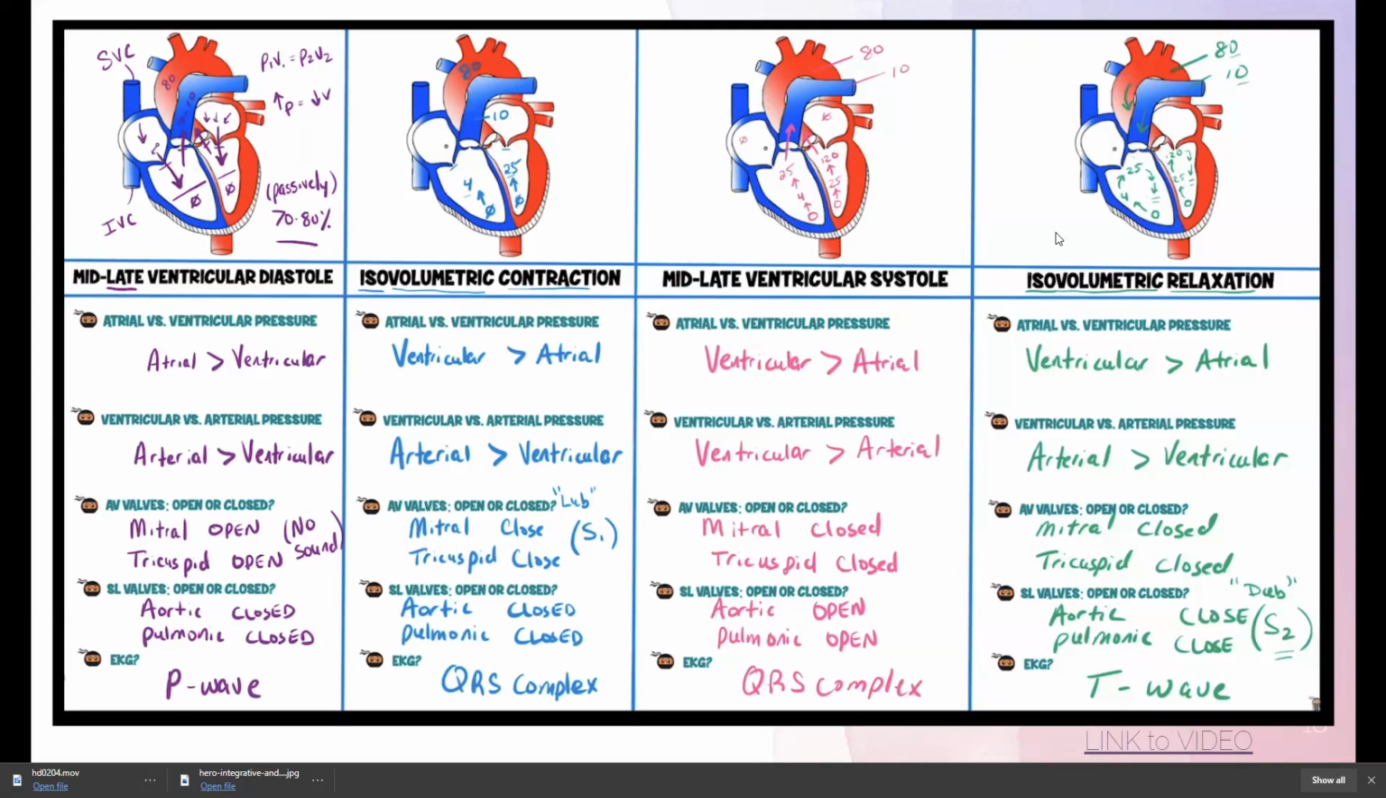Right, it's a short amount of time, all of this is happening in milliseconds. You wouldn't be asked whether it was 20 milliseconds or 50 milliseconds, a specific time. It's just enough time for the ventricles to fill up and then that pressure to build up. Right, yeah.